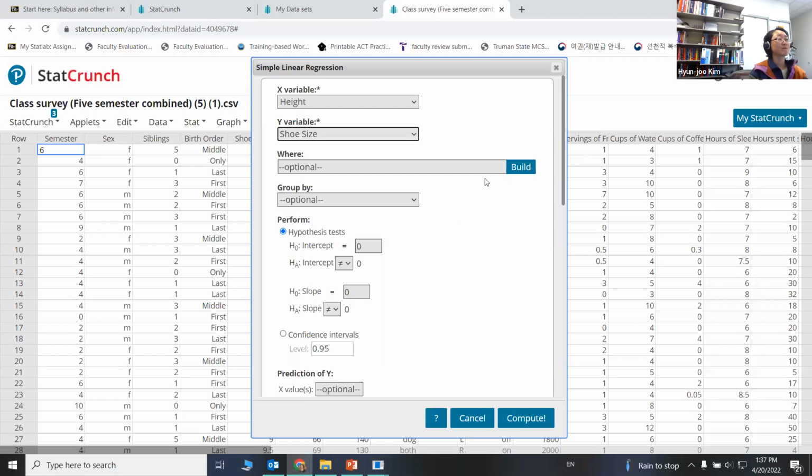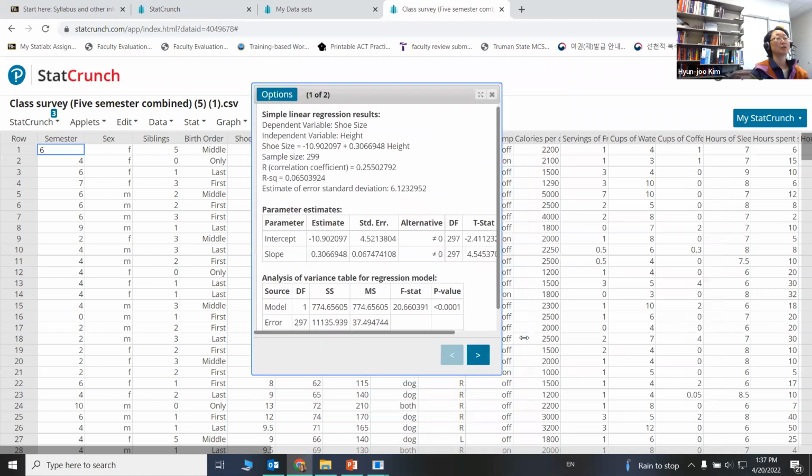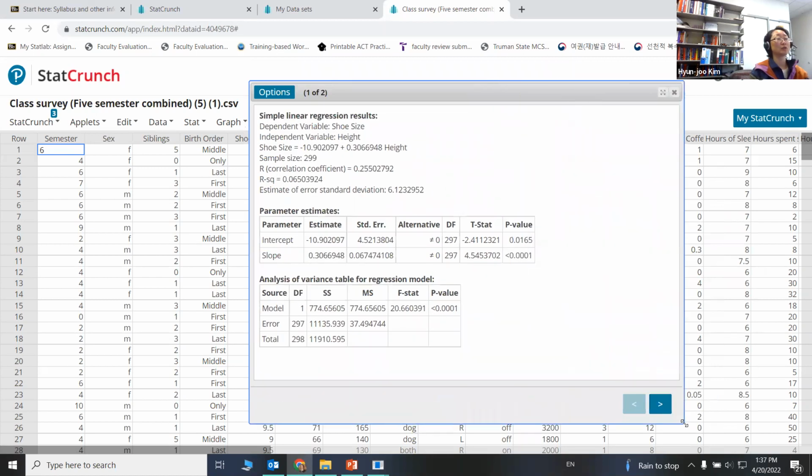Sometimes it is not really clear which one goes X and which one goes Y, and it just depends on how you want to answer it. So that's actually the minimum thing that you can do. There are other options too, but we're just going to start with height and shoe size, X and Y. So if you compute it, here is all kind of information available for you.